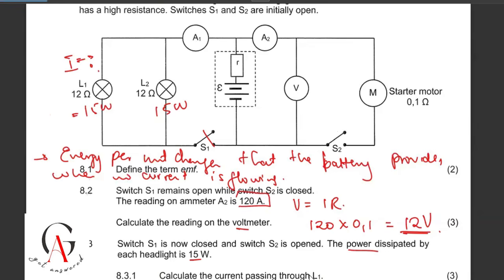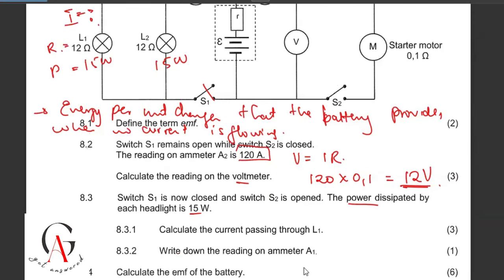So the power, this is the resistance, and then the current. Which formula can we use? We know that power is given as IV. Power is given as I squared R. We can use this, meaning that for us to get the current of L1, it is going to be the square root of the power divided by the resistance. The power is 15, the resistance is 12. So the square root of 15 over 12 gives me 1.118, which is 1.12 amps.